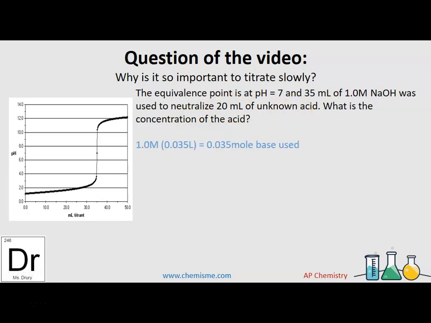So the first thing I would do is multiply what I do know. I do know I have 1 molar of base times 0.035 liters, and that's how much base I have, 0.035 moles. What I also know is that's also how much acid I have, because at equivalence, moles of acid equals moles of base. So what I can do is divide by the acid volume that I used, 0.02, and this will give me the molarity of the acid, 1.75 molar.